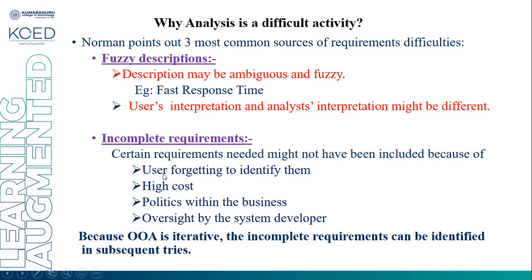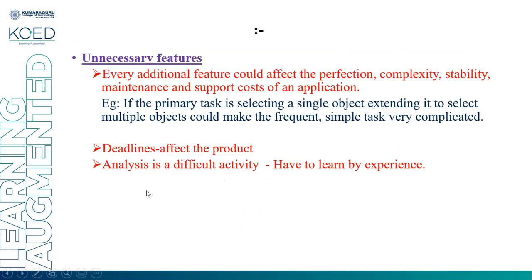High cost: implementing a requirement may have a high cost. Politics within the business, and sometimes the manager may not be supporting. Oversight by the system developer. Because object-oriented analysis is iterative, an incomplete requirement can be identified in subsequent tries. Unnecessary features are another problem.